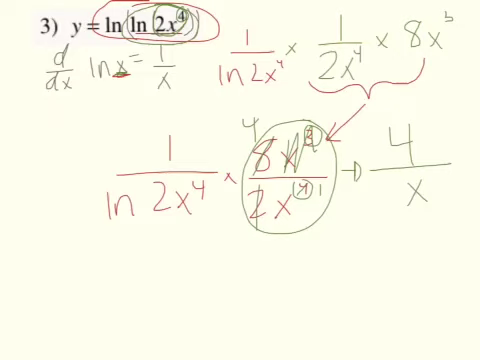So now we multiply it out. So it would be 4 over x times ln of 2x to the 4th. And that would be your answer.